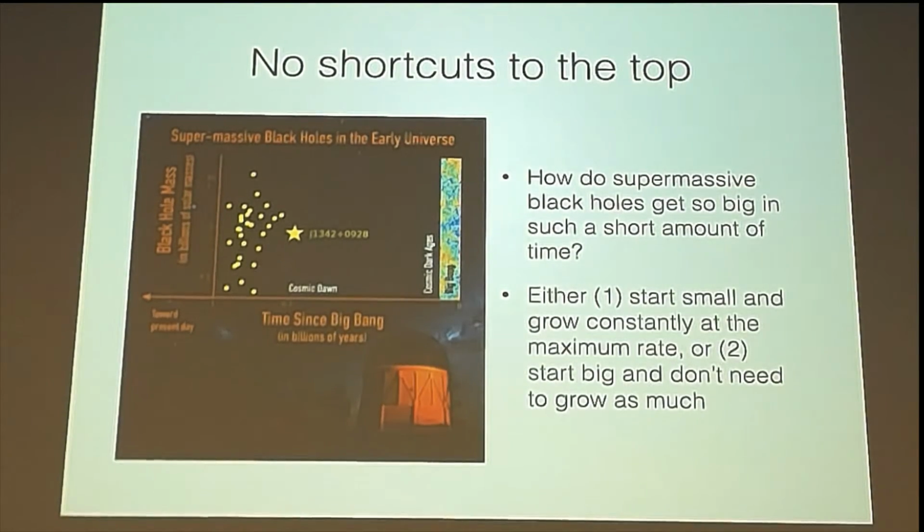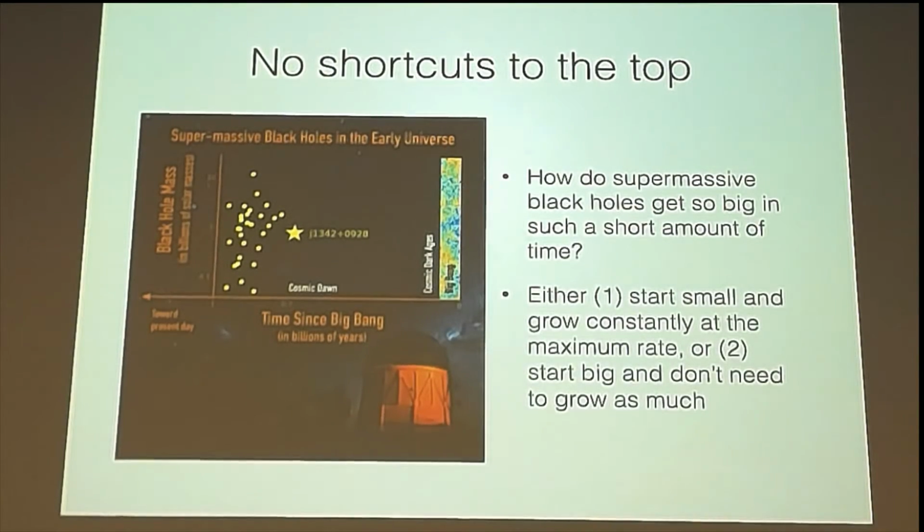So this figure just shows black hole mass versus time since the Big Bang. And the key takeaway here is that we see black holes as massive as 10 billion times the mass of our sun in less than a billion years after the Big Bang, which is, cosmologically speaking, a very short amount of time. So what we want to understand is how do we get these black holes so big so fast?